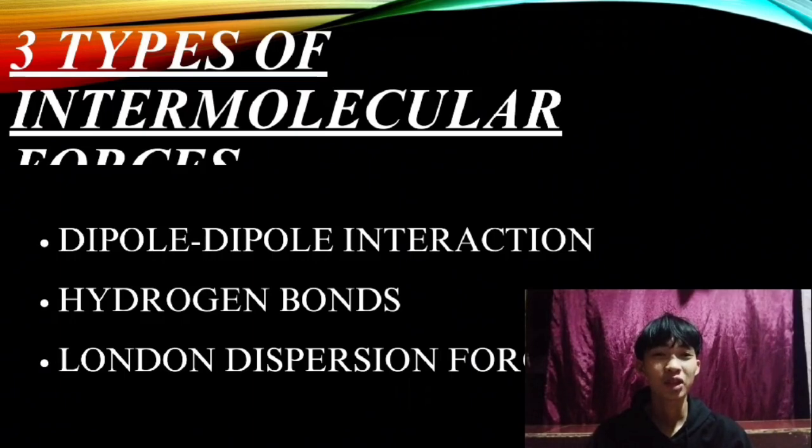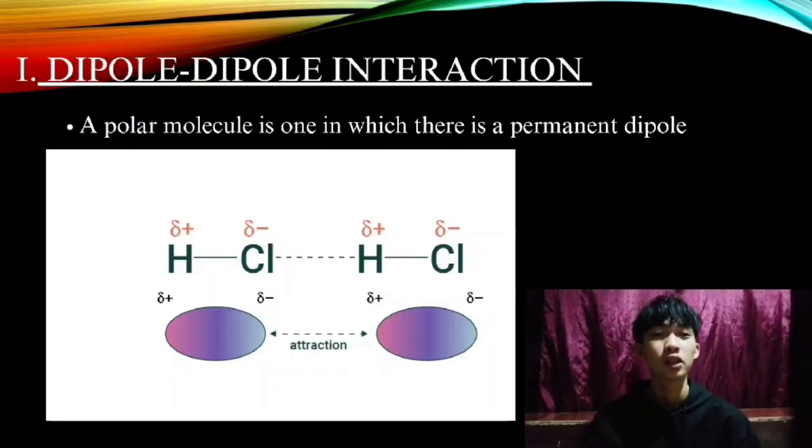There are three types of intermolecular forces. The first is dipole-dipole interaction, then hydrogen bonds, and London dispersion forces. First, what are dipole-dipole interactions? It is a force between polar molecules where a permanent dipole exists through differences in electronegativity between atoms within the molecule.